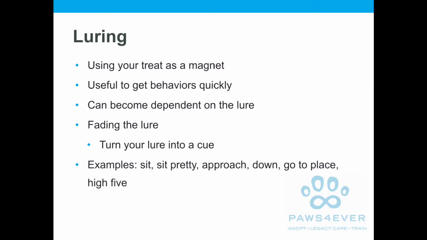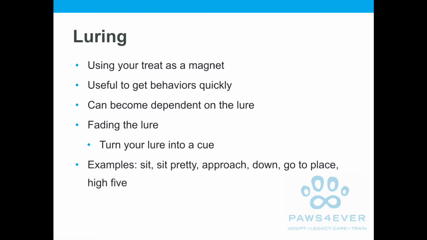The biggest downside to luring is that it's easy to become dependent on the lure if you're not careful. Because the cat is simply following the food, they may not fully connect the dots between the behavior they're doing and receiving the reward. If, for example, you can get a cat to lay down by following the treat, but they won't lay down on cue, then you haven't really taught the behavior you wanted.